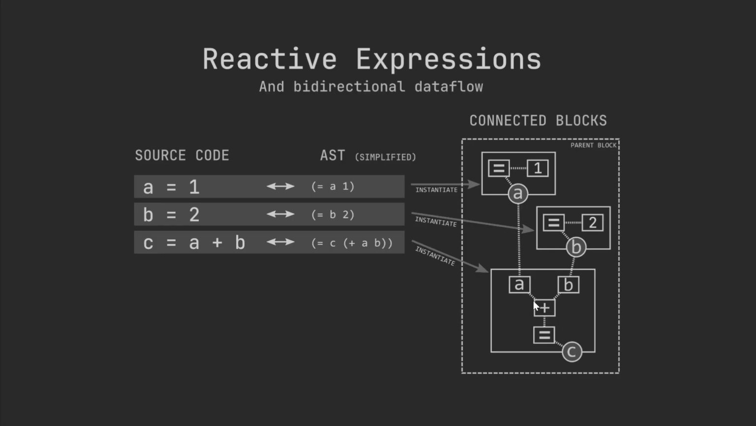The plus here is a reactive operator. It will sum 1 and 2, which is 3, and it will output the result here to C. However, if some other part of the system changes this to, say, 10, the operator will run in reverse, and it will do 10 minus 2, and it will output 8 here to A. And this will cause this line to be reverse parsed and its source code updated.